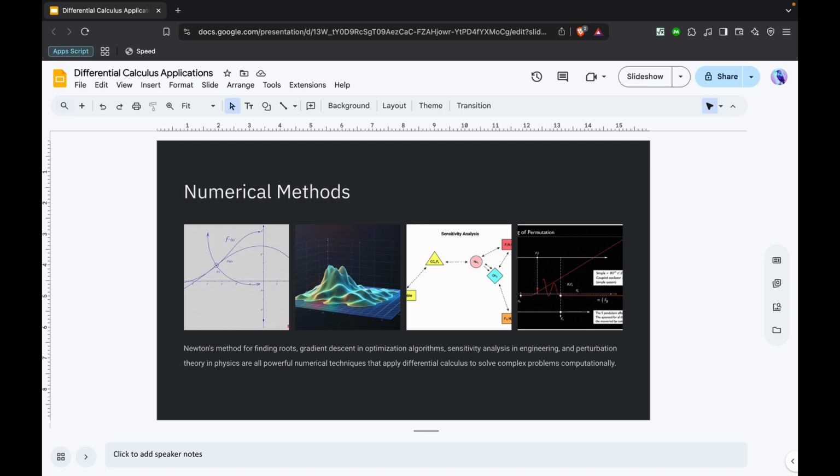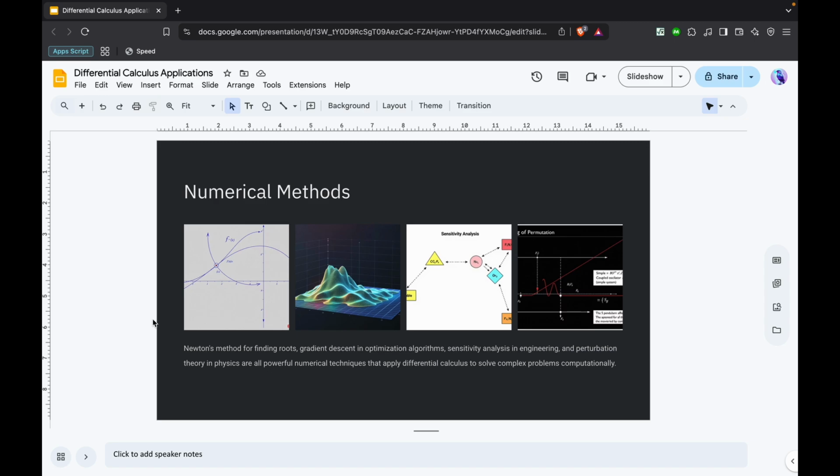The last thing is numerical methods. Numerical methods are more of a pure math thing, but there are a lot of applied math uses too. The four major ones are Newton's method for finding roots of a function, and gradient descent and optimization algorithms, which use gradients, a topic in multivariable calculus, or calculus 3, which involves multiple variables but still has an aspect of differential calculus, as you're trying to optimize computer algorithms.